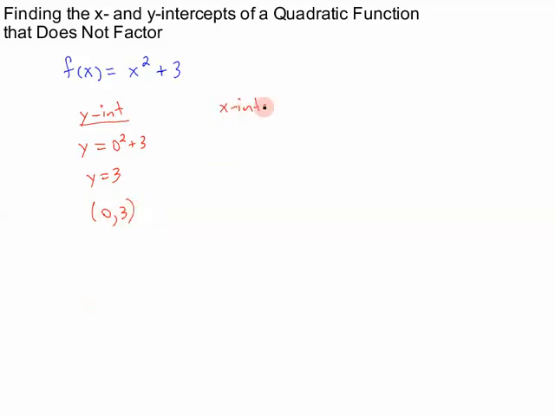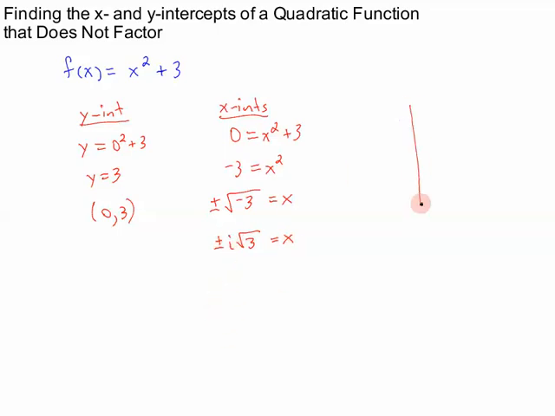X-intercepts, you set y equal to 0. So you get 0 equals x squared plus 3. There's no need to use the quadratic formula here. You can simply subtract the 3 and take the square root of both sides, which gives you plus or minus the square root of negative 3 equals x. And the negative in the square root comes out of the square root and becomes an i. So you have x equals plus or minus i times the square root of 3.